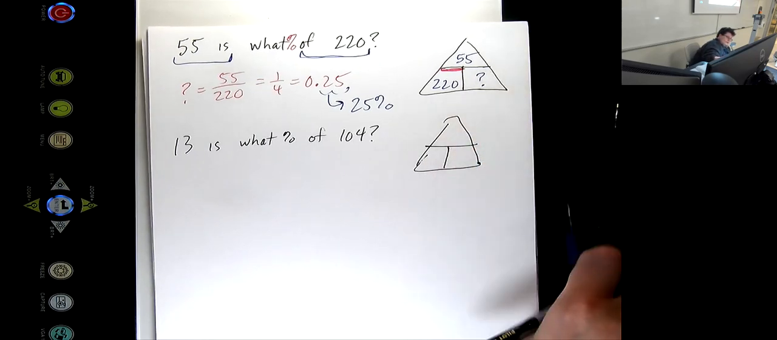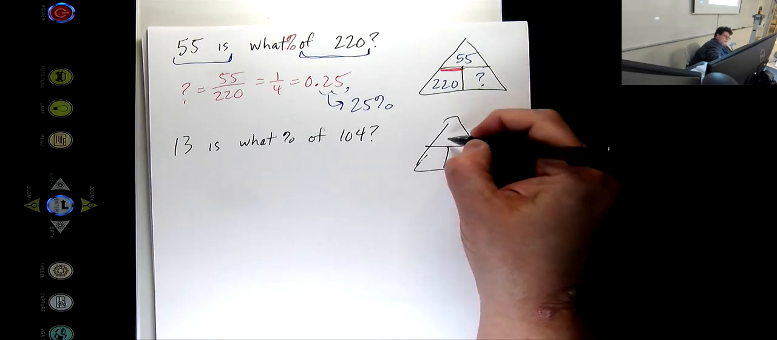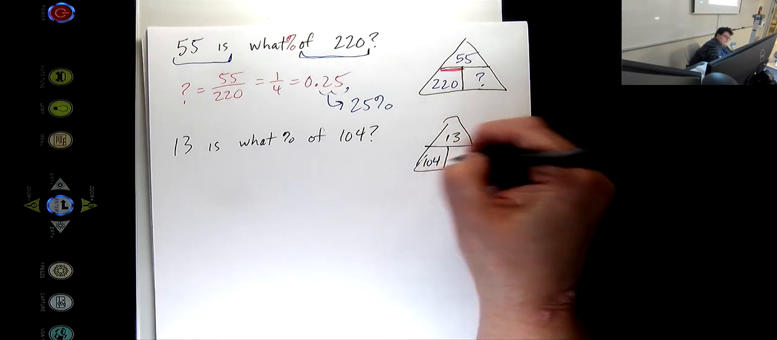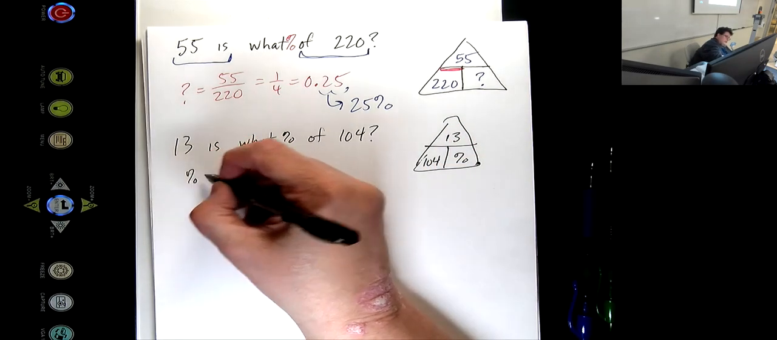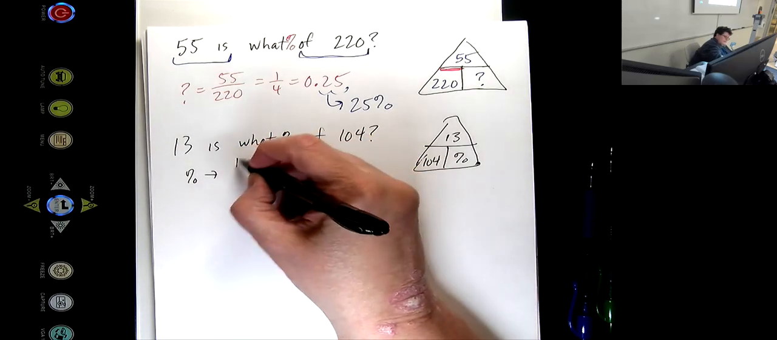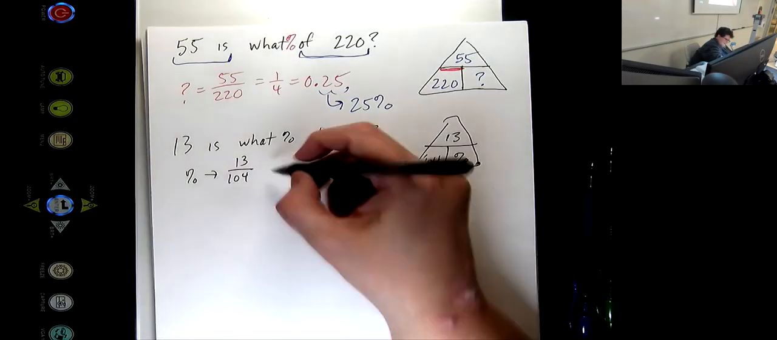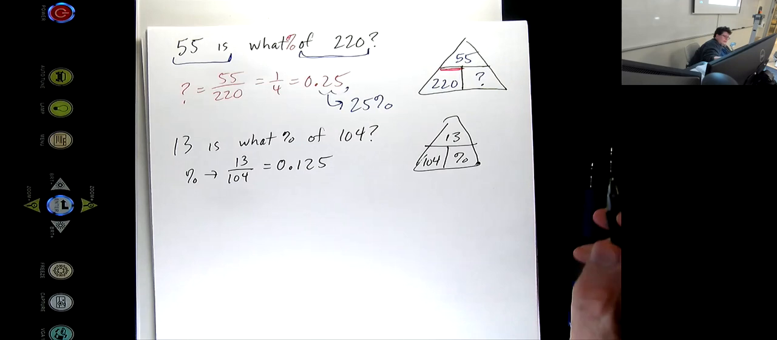I'm hoping you guys did the little thing. Whether you use the triangle or not, I like the triangle, it helps me see what I'm doing. 13 goes in the is spot. 104 goes in the of spot. I don't know what the percentage is, so that's what I'm looking for. I've got 13 divided by 104. I think that's 0.125. You guys get that? Okay, good.